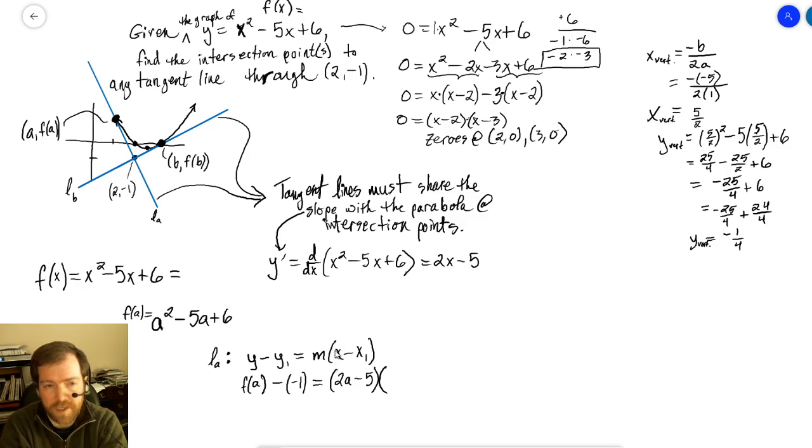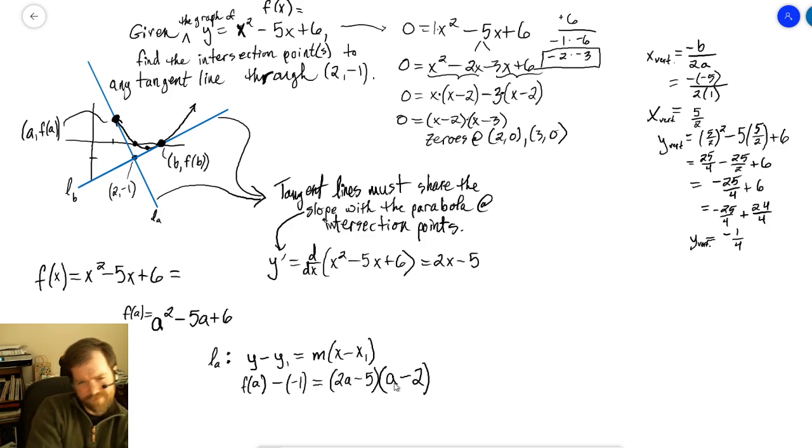Times x, again, the general one is a. And then, you know what, this is going to be fine, but x1 is now 2. This is going to get you the equation that they had in the book. Maybe. Yes, should. All right, f at a here is now going to get plugged in down here.